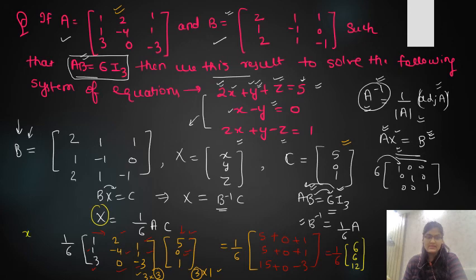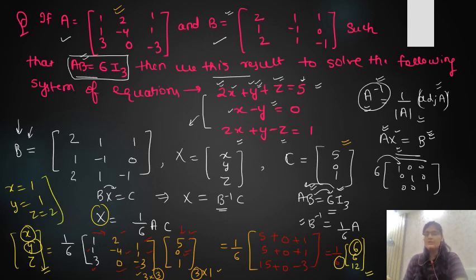That means the x, y, z column matrix. So what would be your x? This is 6 by 6, right? That means your x is 1. Then what is your y? Y is again 6 by 6, so 1. And what is your z? Z is 12 by 6, that means 2. So this is how you can solve a particular set of equations using the matrix inversion method and using the given conditions which are given to you.